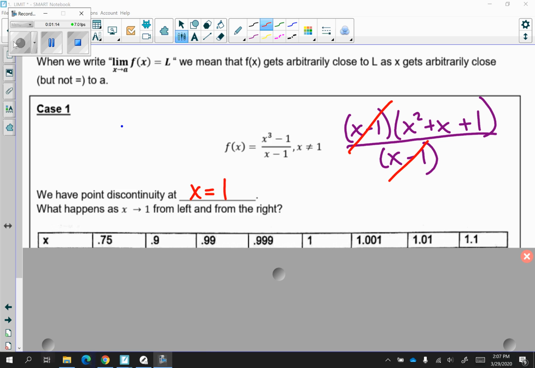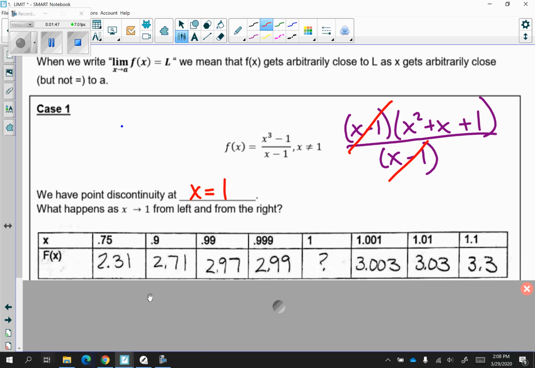Now it's asking us what happens as x approaches 1 from the left and from the right. So if you notice, take a look at our table. We have x values such as 0.75, 0.9, 0.99, 0.999, 1, 1.001, 1.01, and 1.1. So these are values that we want to use to figure out if it's a particular number that it's approaching from the left side and the right side.